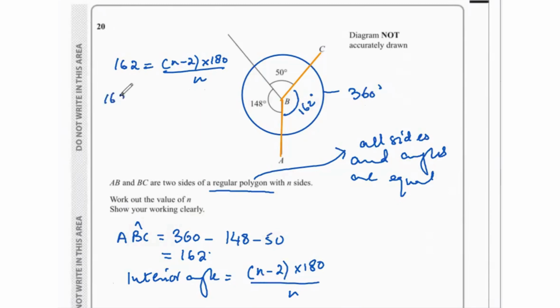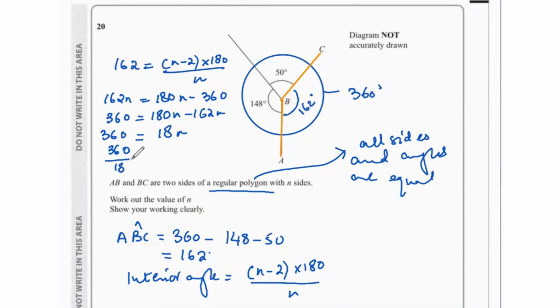Cross multiply: 162n, expand the bracket, 180n minus 360. 360 equals 180n minus 162n. That's going to give us 18n. And then we divide 360 by 18. And our number of sides is going to be 20.